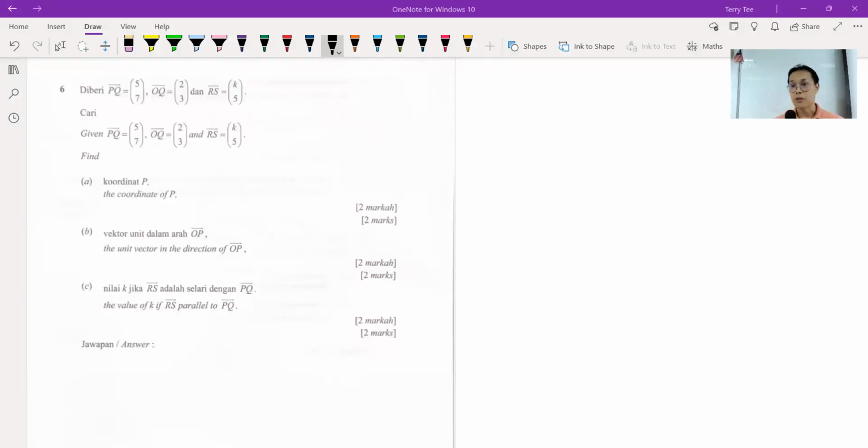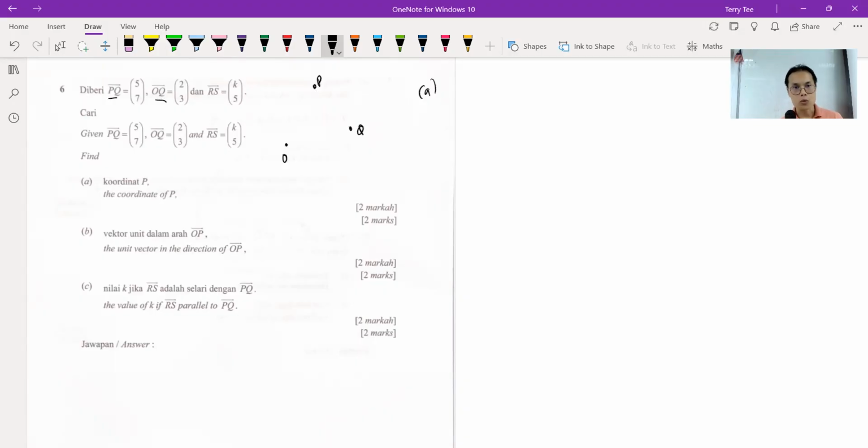Question number 6 is from the chapter Vector. Okay, vector PQ is (5,7), OQ is (2,3), and RS is (k,5). Find the coordinate of P. If you want to find the coordinate of point P, you know your PQ, you know your OQ. So picture this. This is O. Let's say P is here, Q is here.